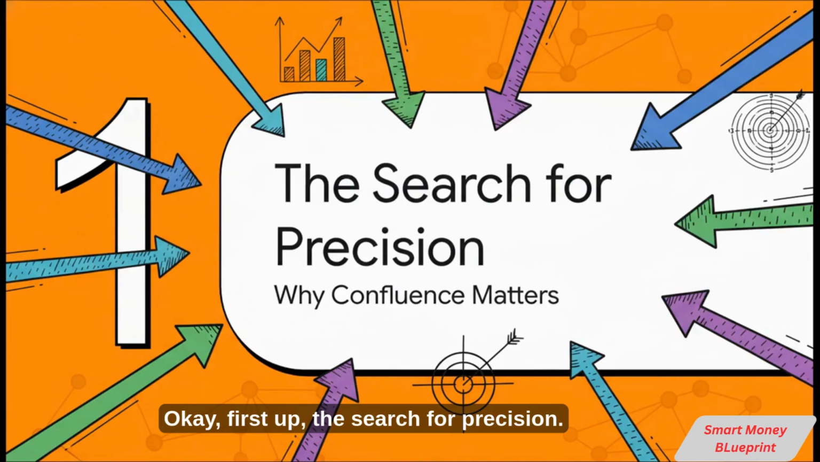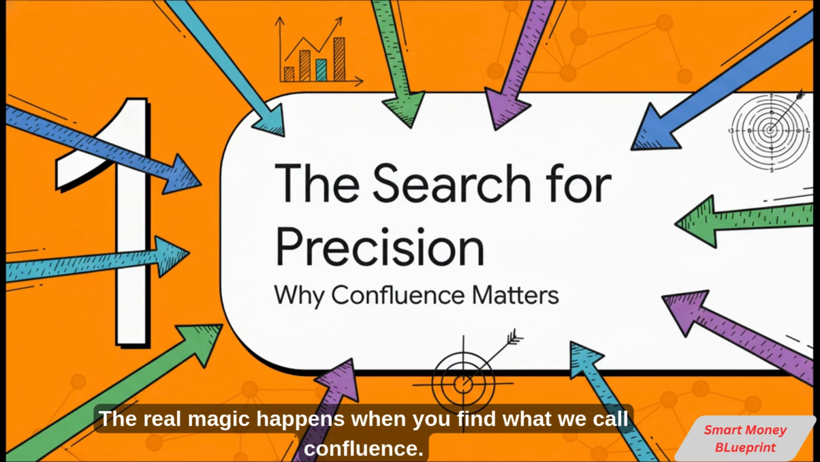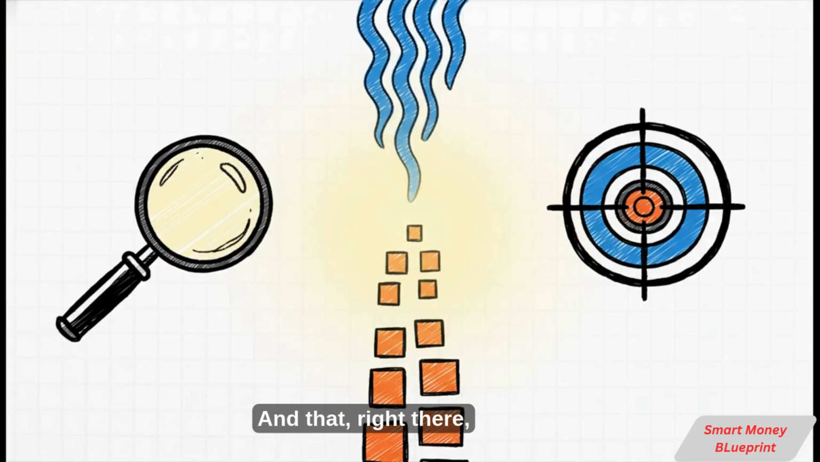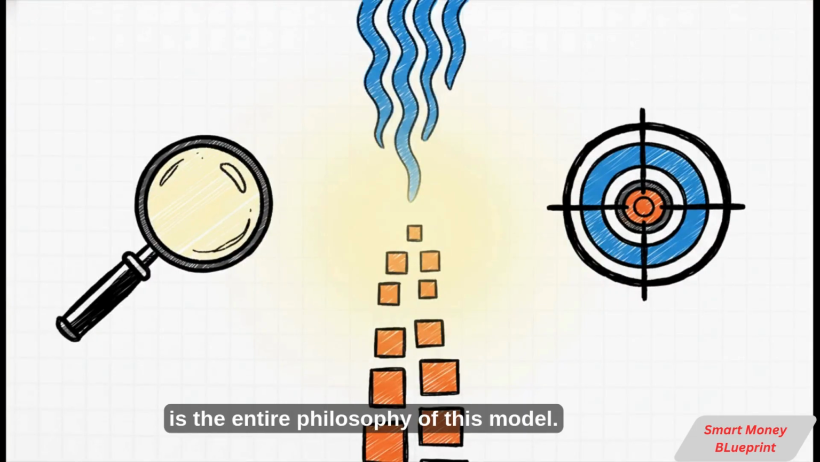Okay, first up, the search for precision. Look, in trading, any single signal can be okay, but it can also totally fake you out. The real magic happens when you find what we call confluence. That's just a fancy word for when multiple, separate, strong signals all line up and point in the very same direction. It's like stacking the deck in your favor.